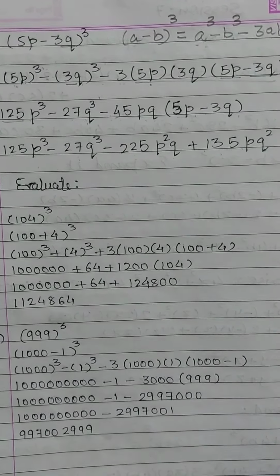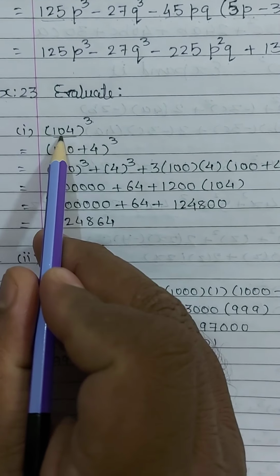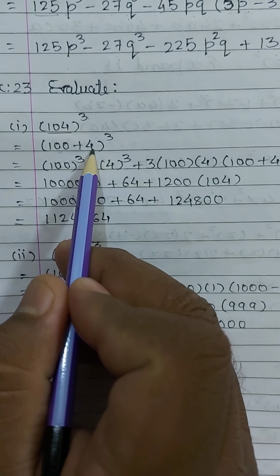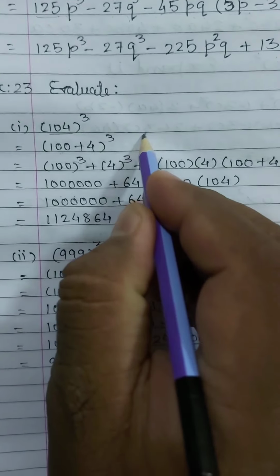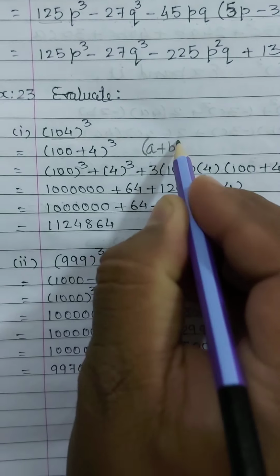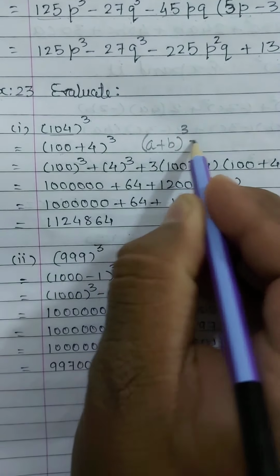Evaluate. Here also you don't get the value of this term directly, right? You have to use the identity here. See, 104 cube you have to find out. So first you have to write this as 100 plus 4 whole cube. Now you have to use the identity a plus b whole cube is equal to a cube plus b cube plus 3ab into a plus b, right? So this identity we have to utilize here.